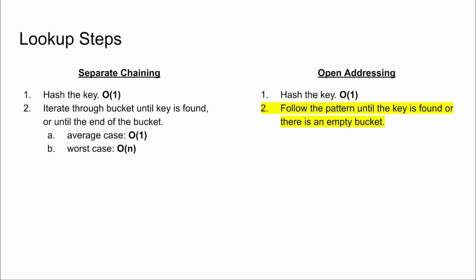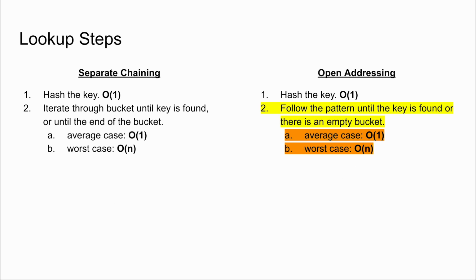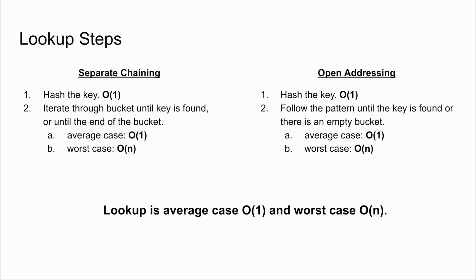Now let's look at following a pattern in the case of open addressing. This is also similar to insertion, with the only difference being that we don't actually have to insert. Then the runtime is the same, so we have O of 1 in the average case and O of n in the worst case. Taking a step back and looking at lookup as a whole, we see that lookup is average case O of 1 and worst case O of n.